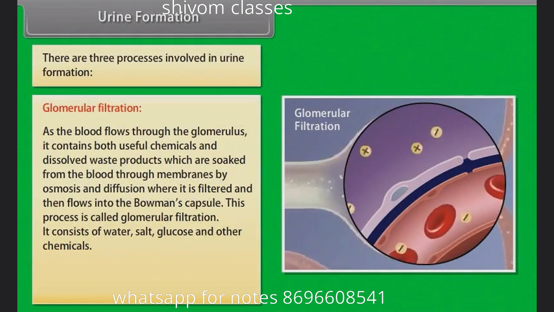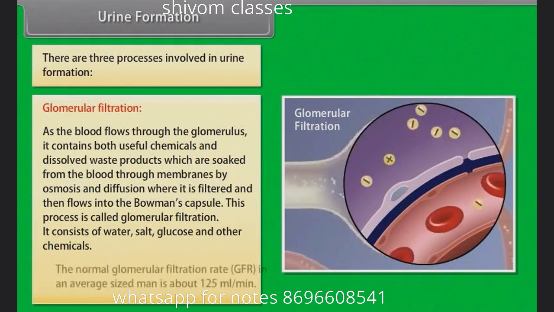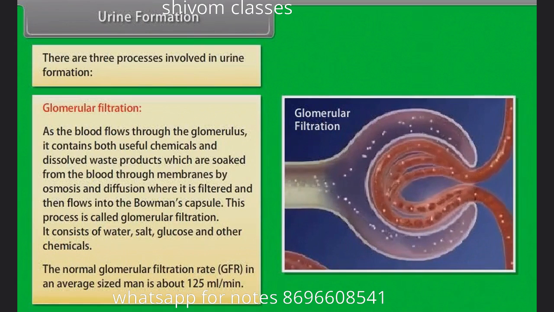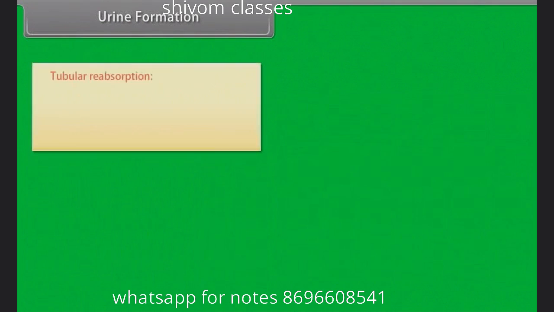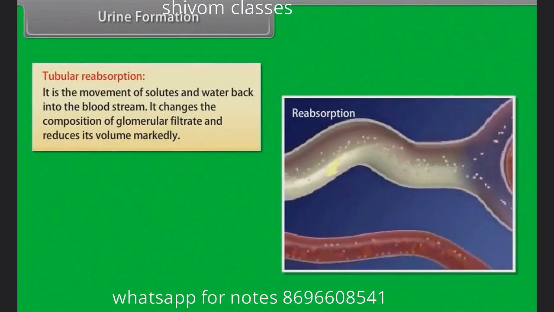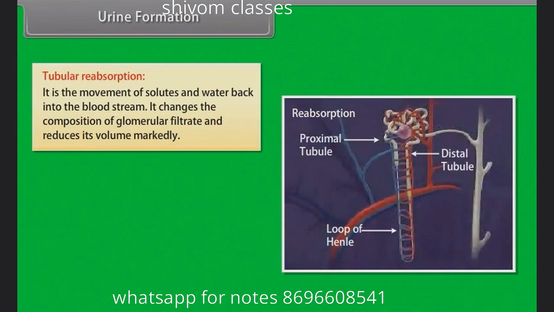It consists of water, salt, glucose, and other chemicals. The normal glomerular filtration rate, GFR, in an average-sized man is about 125 milliliter per minute. Second is tubular reabsorption. It is the movement of solutes and water back into the bloodstream. It changes the composition of glomerular filtrate and reduces its volume markedly.